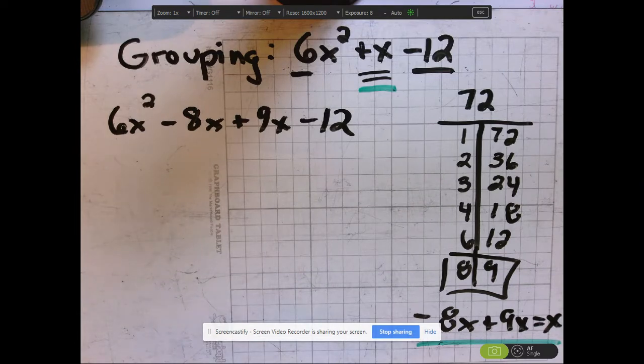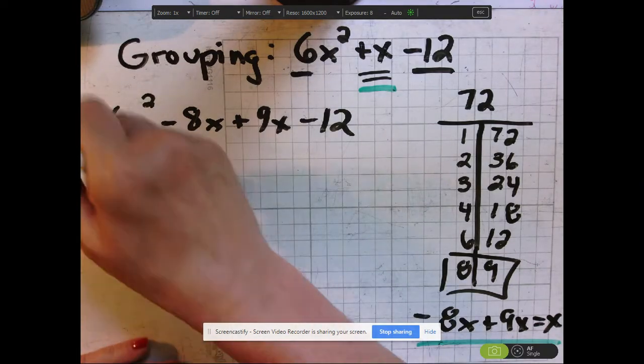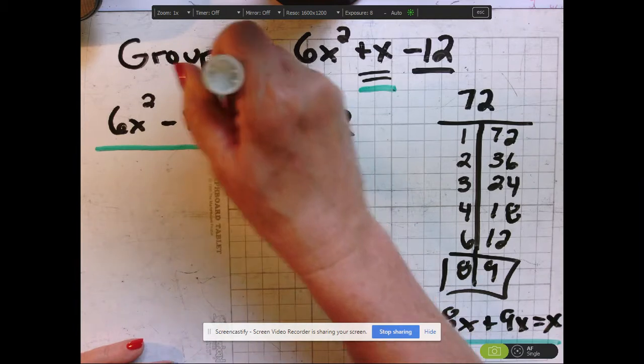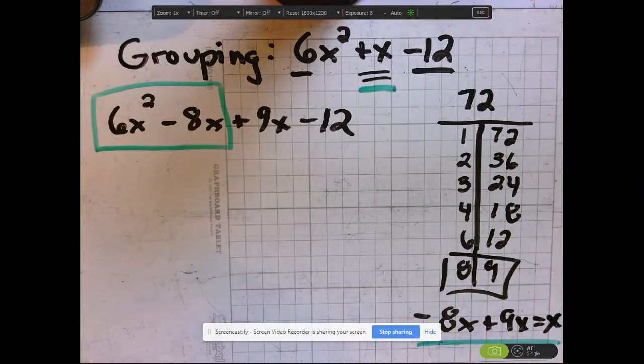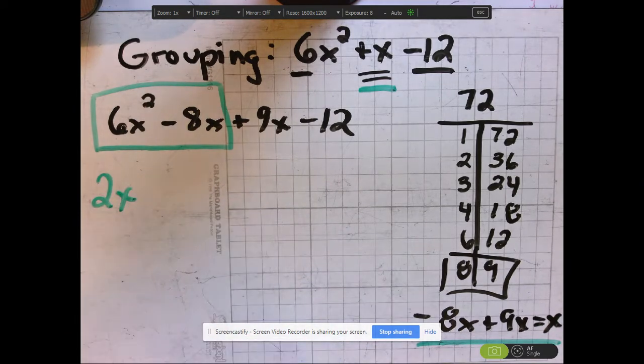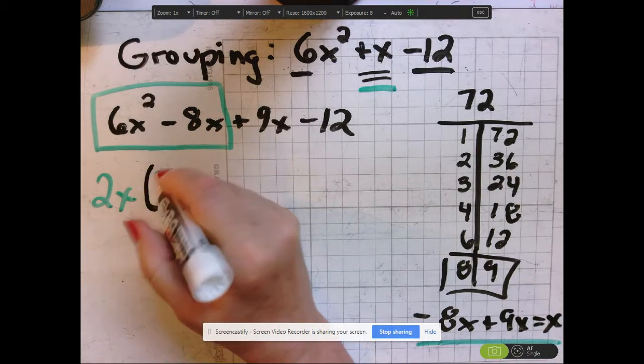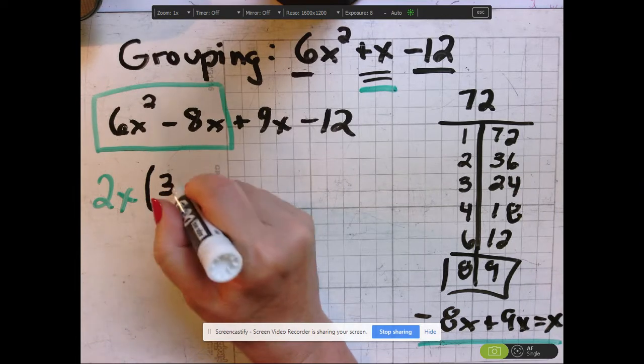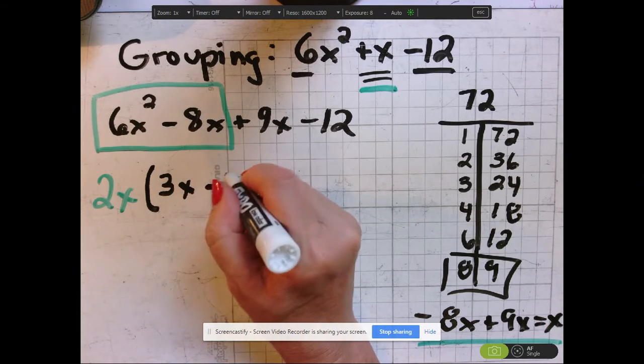And now I'm going to factor this using grouping. So I'm going to look at these first two and ask, what is the greatest common factor that I can take out of here? What do they share? Well, it looks like they share a 2x. So if I factor out a 2x, I will be left with 3x minus 4.